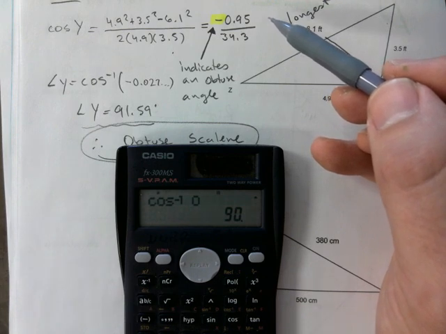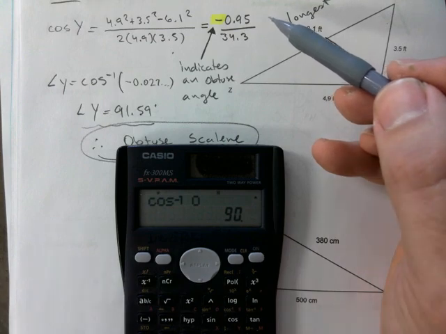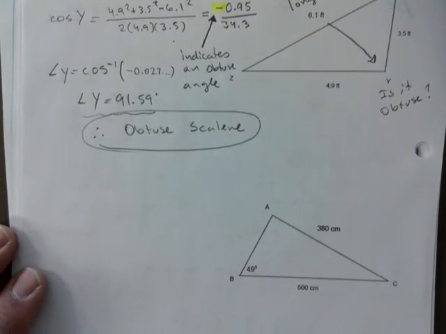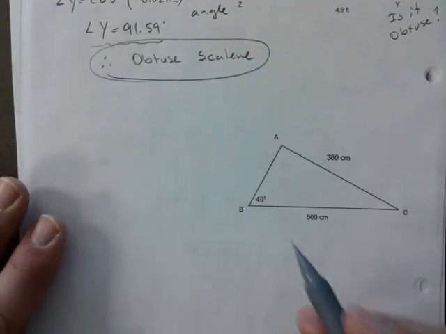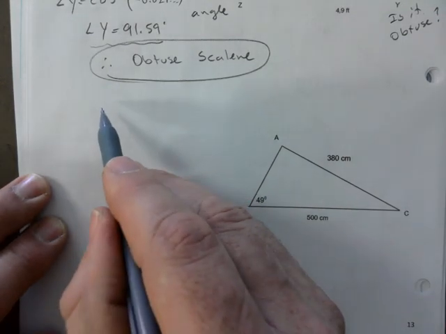So if it's positive, it's acute. If it's 0, it's exactly 90. And if it's negative, you have an obtuse angle in your hands, right? So, should I do that here? Hold on.